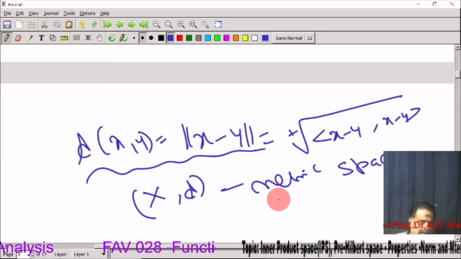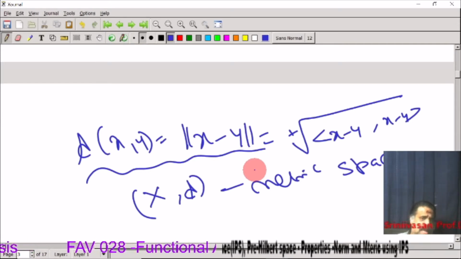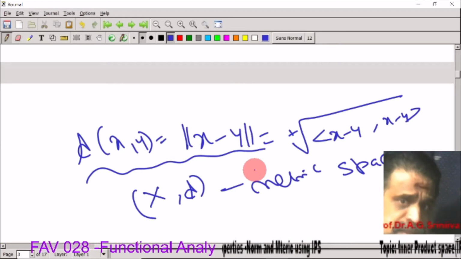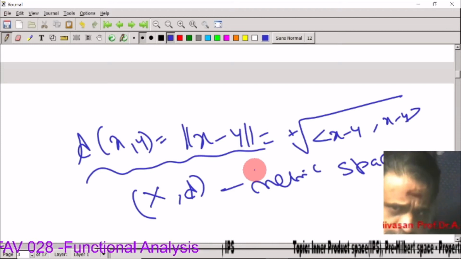So every inner product space is a normed space. Every normed space associates a metric space. But a metric space need not be a normed space. A normed space need not be an inner product space.